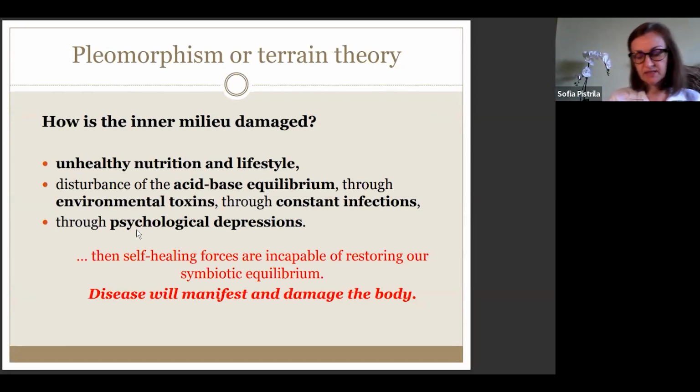So he introduced that name, the inner milieu. First of all, let's see how that inner milieu is damaged. That is actually the terrain that the pleomorphists are talking about. This is just a general talk here: an unhealthy nutritional lifestyle, disturbance of the acid balance equilibrium, environmental toxins, constant infections, psychological depressions. I'm pretty sure you are addressing that in your practice. The self-healing forces are incapable of restoring our symbiotic equilibrium balance. Disease will manifest in these conditions and damage the body.